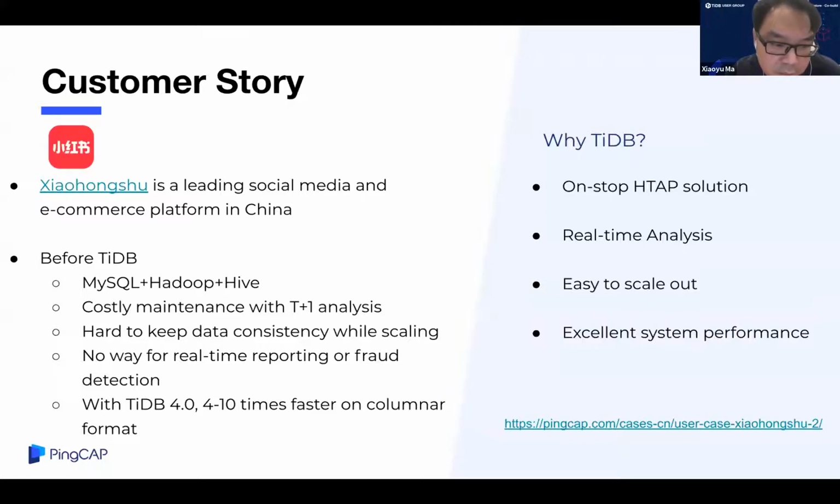So after they used TiDB, they have everything in real time, and also simplified their architecture. Some of the data does not need to go directly into the Hadoop data lake, and it's very easy to scale out. And they report that after they applied 4.0, they had a speedup even compared to the previous version of TiDB. They have 4 to 10 times faster performance on the column store.